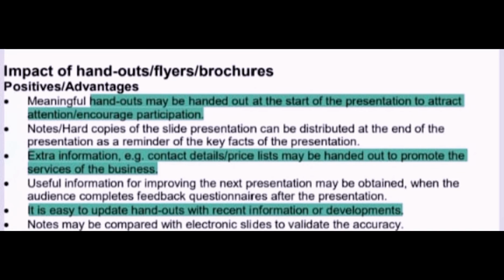Number two, it is easy to update the handout with recent information. It is easy to do what? To update the handout with the recent information. Number three, extra information. The handout can be having what? Contact details, price list, may be handed out to promote the service of the business. So that's the positive impact of what? Of the handout in the presentation. They can be adding what? Contact details and so forth and so on.